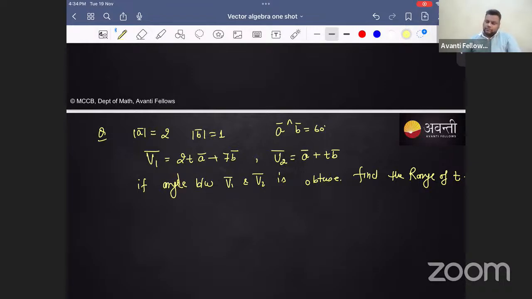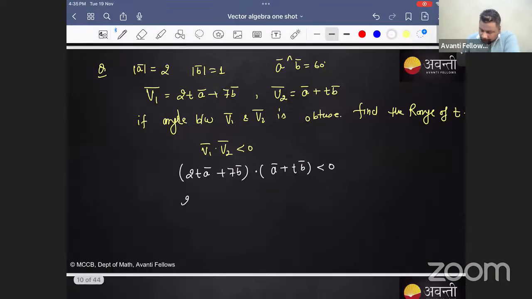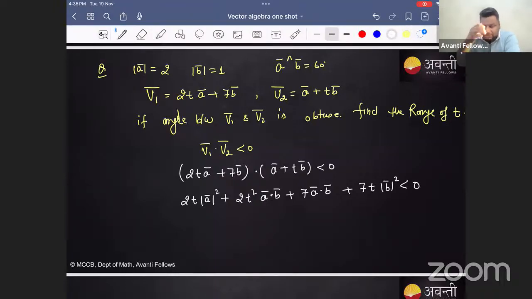See, if V1 and V2 have an obtuse angle between them, that means V1 dot V2 is less than 0, isn't it? That means (2t vector A + 7 vector B) dot (A + t vector B) is less than 0. So 2t magnitude of A square plus 2t square A dot B plus 7 times A dot B plus 7t magnitude of B square is less than 0.